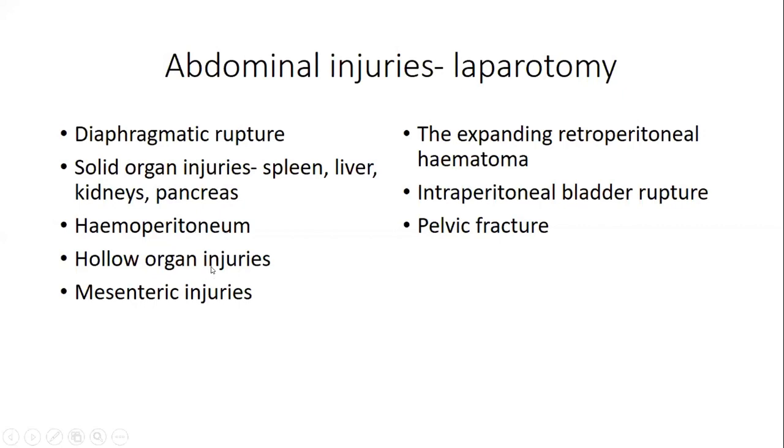If we have organ injuries, like jejunal ruptures, jejunal perforations, we have to repair them primarily. Or sometimes we have to give stomas if it's large bowel. If we have mesenteric injuries, we have to repair them. If we have expanding retroperitoneal hematomas, we have to explore those. And if you have an intraperitoneal bladder rupture, extraperitoneal bladder rupture can be forgiven. Intraperitoneal bladder rupture, we have to go and repair the bladder.